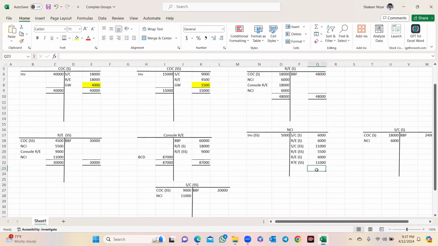Right? The NCI account, what is the balance? Go to the NCI account. I'm not well today, that's why I'm extremely sorry for that. 40,500.